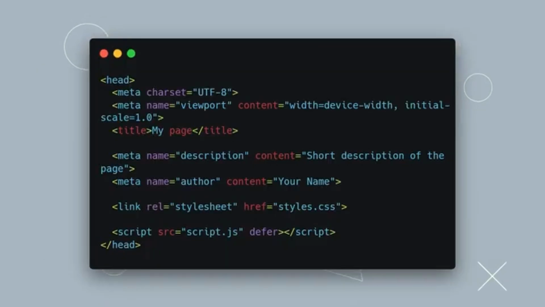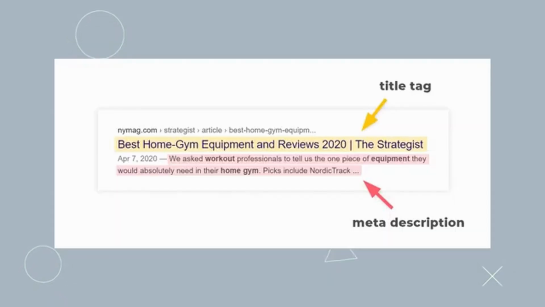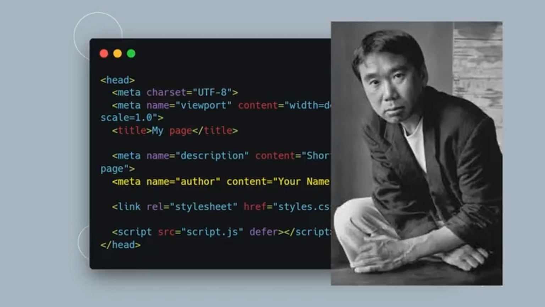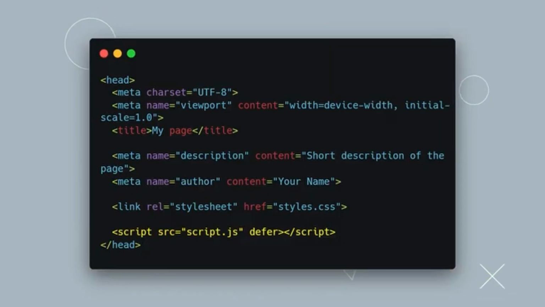So let's take a look at some important ones you will use pretty often. The link tag is used to connect your CSS files to your HTML file. Meta name description is important to create a description for your website and is basically the description that shows up in the Google search results. Meta name author defines the author of the page. The script tag is used to load your JavaScript files after HTML is parsed.